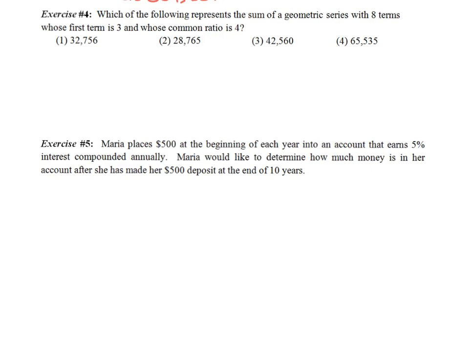For exercise 4, it says, which of the following represents the sum of a geometric series with 8 terms, whose first term is 3 and whose common ratio is 4? So this is just a direct substitution into my geometric series formula. So S8 is equal to, I think this time I'll use the second formula, and there's no special reason about which formula I'm using. They're both identical work algebraically.